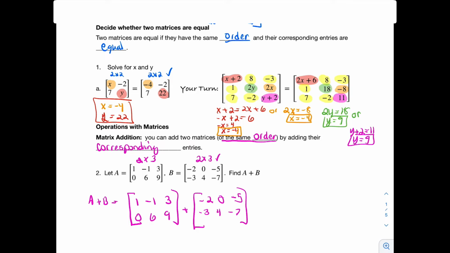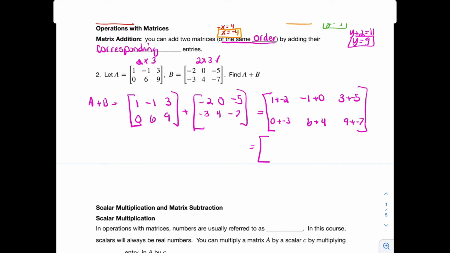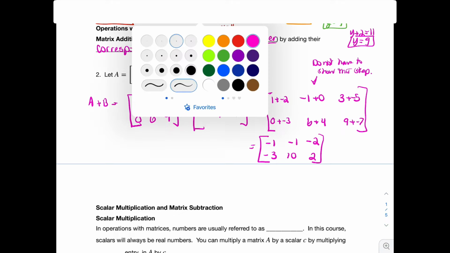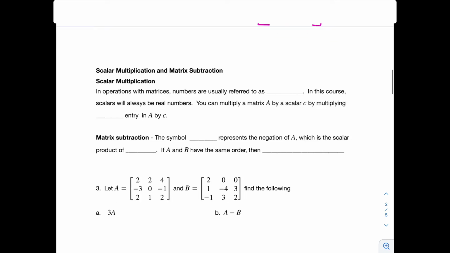So this is a 2 by 3 and a 2 by 3, so I can add them together. And so when I take 1 plus -2, that's going to be my new first row, first column. And then I'm going to do the same thing for the second row. Adding those together, I end up with A plus B equal to -1, -1, -2, -3, 10, and 2. Now this middle step where I put 1 plus -2, -1 plus 0, you don't have to write that. That is optional. You do not have to show that work. You can do the adding of the corresponding entries in your head if you want. You could have gone straight to your answer matrix in this case. So that's how you add matrices together.